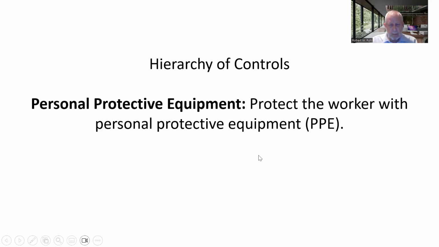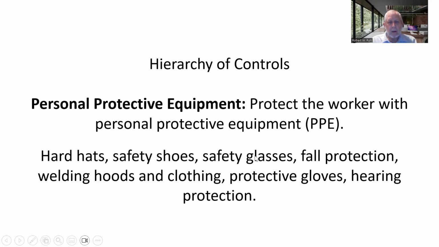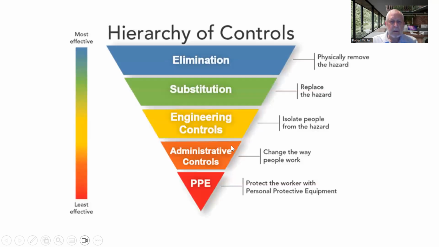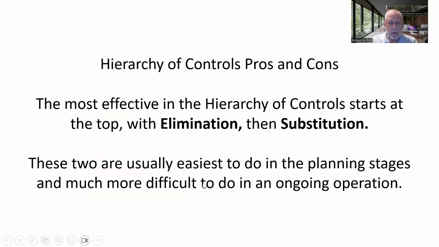Personal protective equipment. Protect the worker with PPE. Again, the last line of defense is PPE. Hard hats, safety shoes, safety glasses, fall protection, welding hoods and clothing, protective gloves, hearing protection. Again, there you go. Elimination, physically remove the hazard. Substitution, replace the hazard. Engineering controls, isolate people from the hazard. Administrative controls, change the way people work. PPE, protect the worker with personal protective equipment.